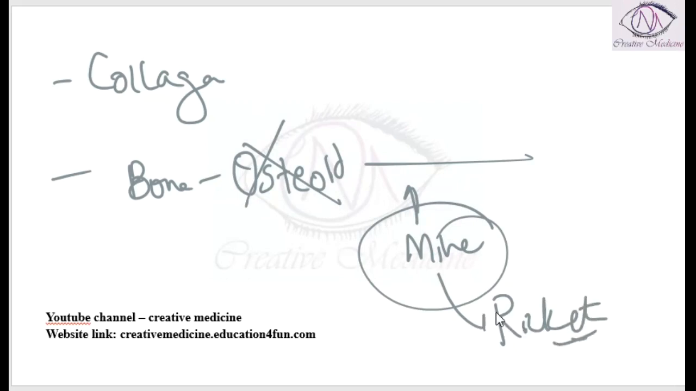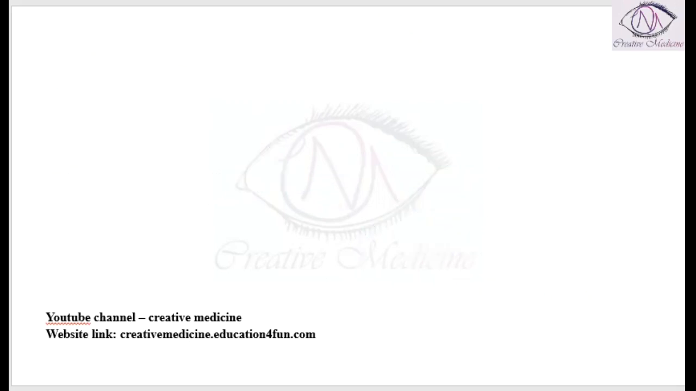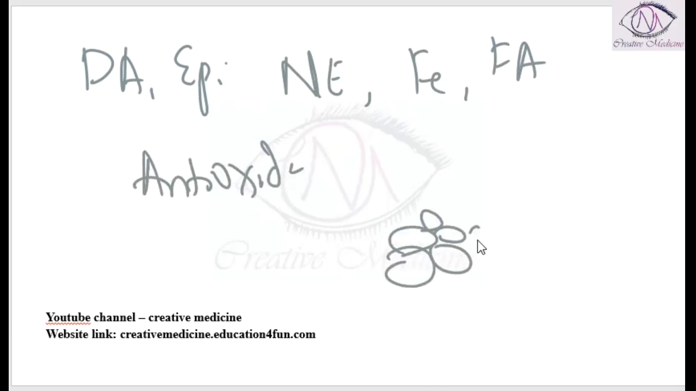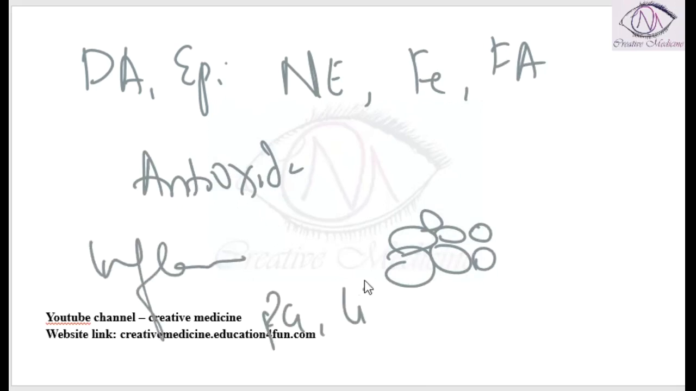Neurotransmitter metabolism is also a function of vitamin C. Vitamin C is important in the metabolism of dopamine, epinephrine, and norepinephrine. It is also important in iron and folic acid metabolism. It is important as an antioxidant, and vitamin C is involved in platelet aggregation, and it regulates inflammatory pathways like prostaglandins and glucocorticoids.